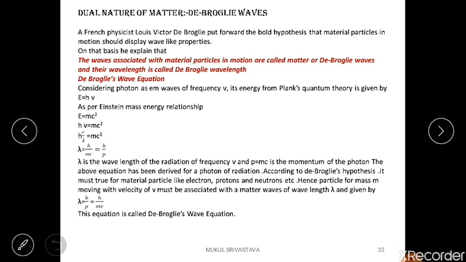According to this relation, he said that there is a symmetry between the mass, that is matter, and the radiation. On that basis, he suggests that matter must possess dual nature, and he said that particles like electron and proton not only are mass points but also represent wave-like nature. The wave associated with the material particle in motion is called matter wave, that is explained here.